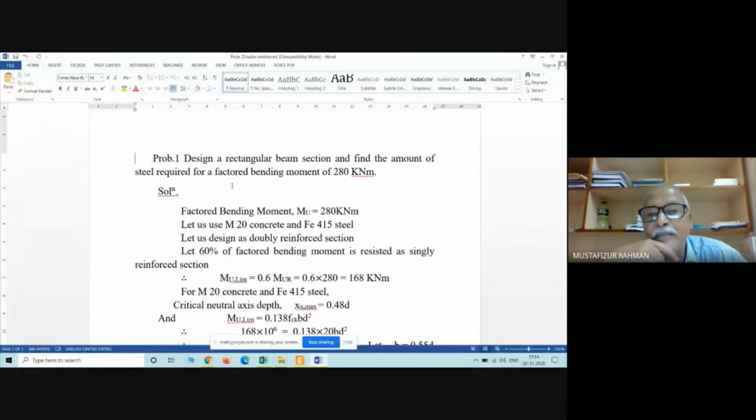Sometimes you will be given only the bending moment, and the word factored is not given. Then you will be required to multiply that value by the partial safety factor as given in IS 456. IS 456 will be permitted to you in your examination, and in your day-to-day life you will be required to utilize IS 456.